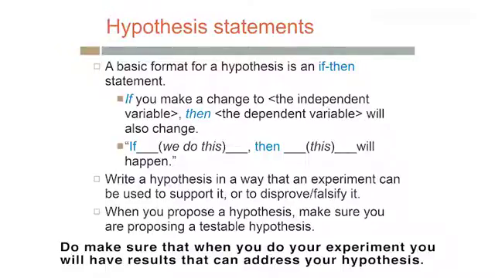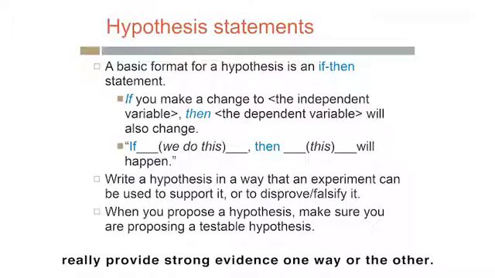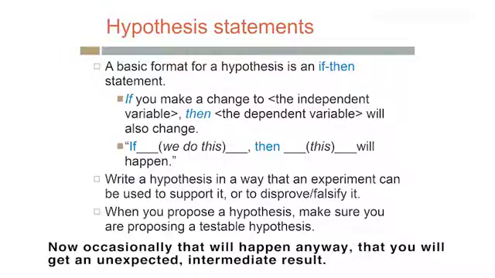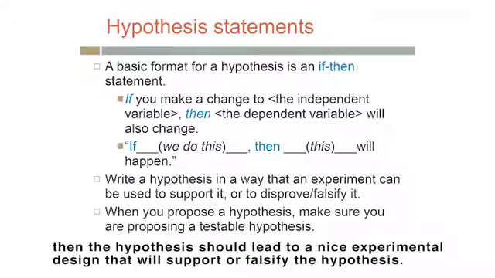So do make sure that when you do your experiments, you'll have results that can address your hypothesis. I've seen some writing where people had a hypothesis and they did an experiment that didn't really provide strong evidence one way or the other. Now, occasionally that will happen anyway, that you'll get an unexpected intermediate result. But if the hypothesis was designed well and the experiment was designed to match the hypothesis, then the hypothesis should lead to a nice experimental design that will support or falsify the hypothesis.